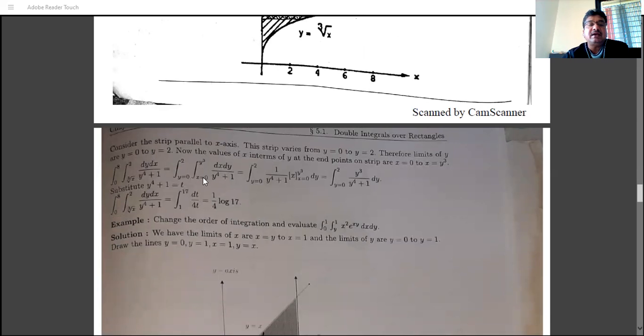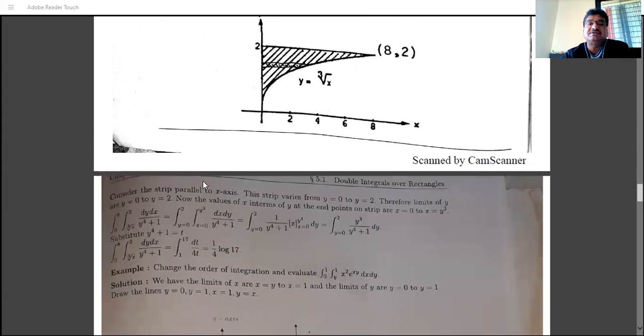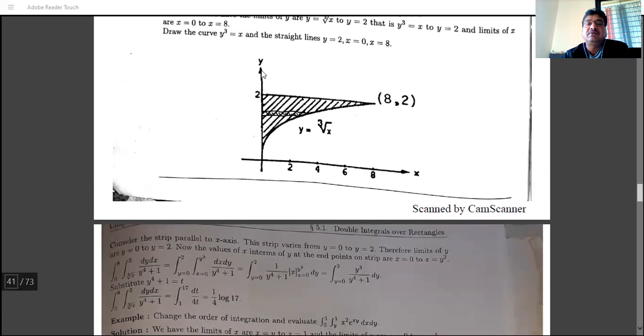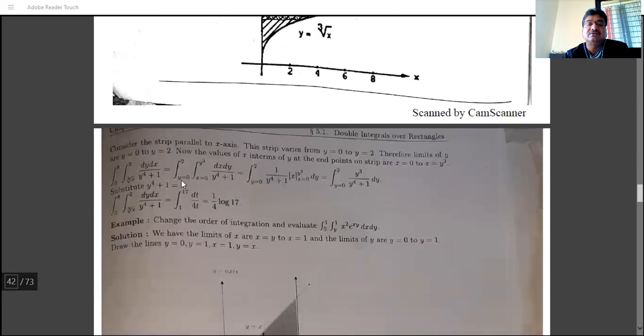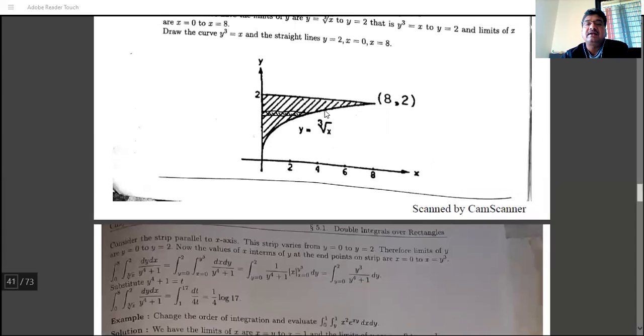And what is the limit? x runs from, first. One end of this strip touches the line x equal to 0, the y axis. So x equal to 0 is the lower limit. And the other end touches this curve, y equal to the third root of x. So solving this, we have x equal to y cube as the upper limit. And in order to cover this region, we have to move the strip from 0 to 2. So y is from 0 to 2.